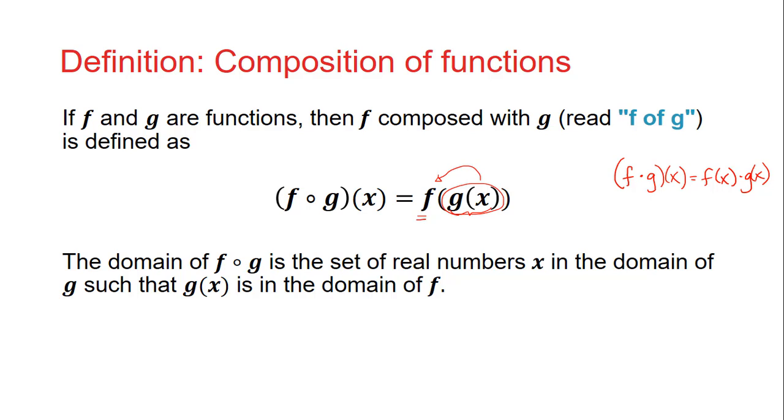The domain of f of g is the set of real numbers x in the domain of g such that g of x is in the domain of f. So that is, we have to start with a set of numbers that make sense in our inner function, and then we have to end with numbers that make sense in the outer function. And I'll explain that as we go through with some explicit examples.